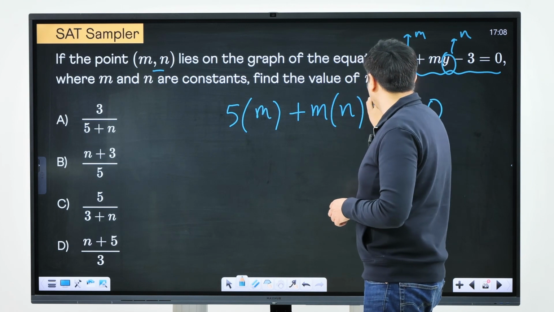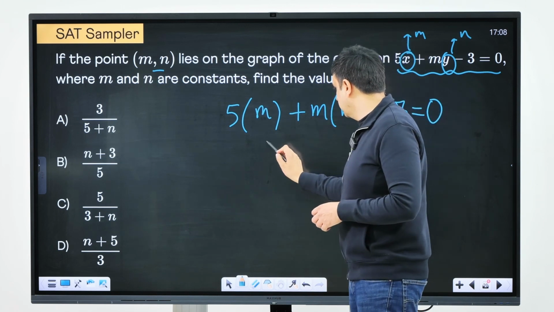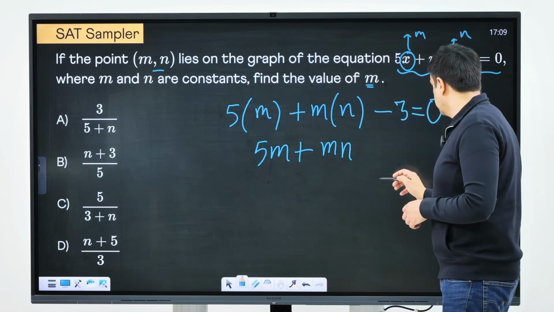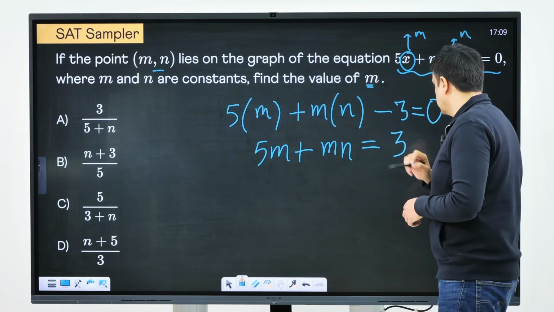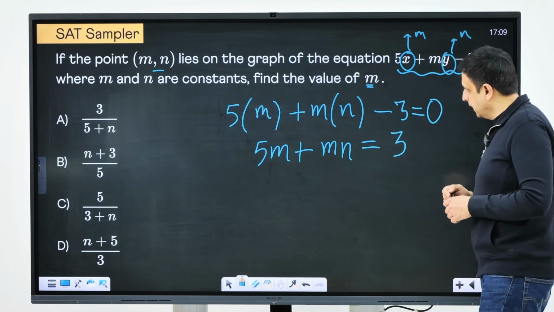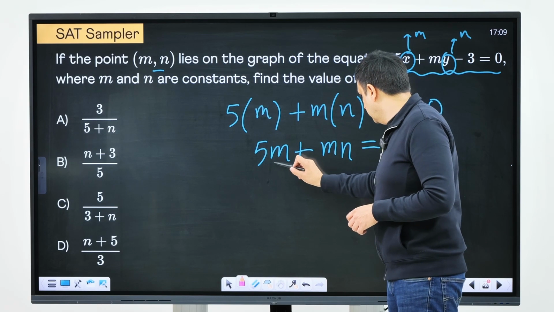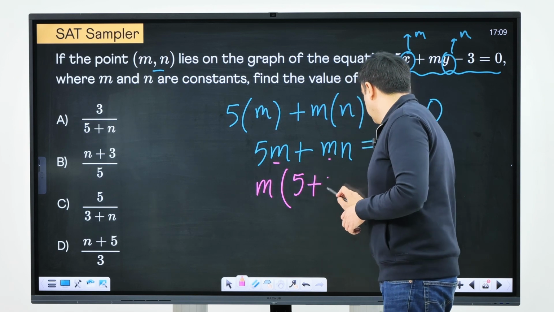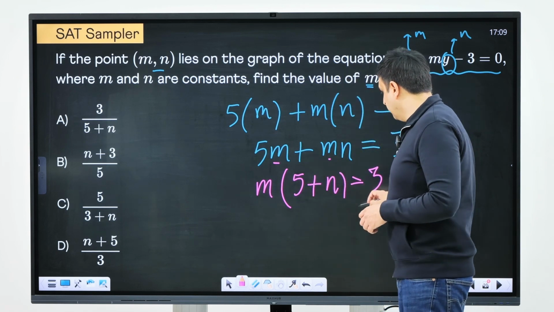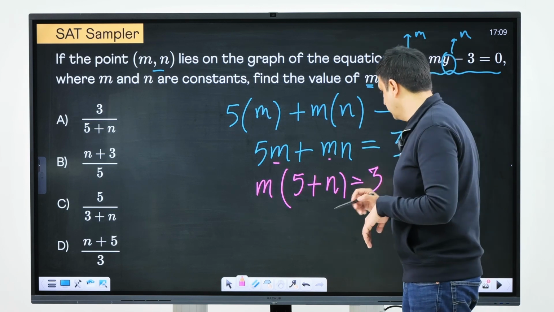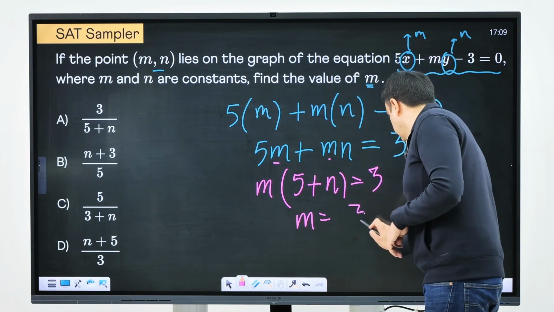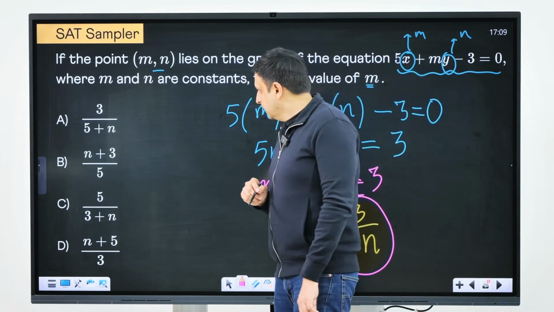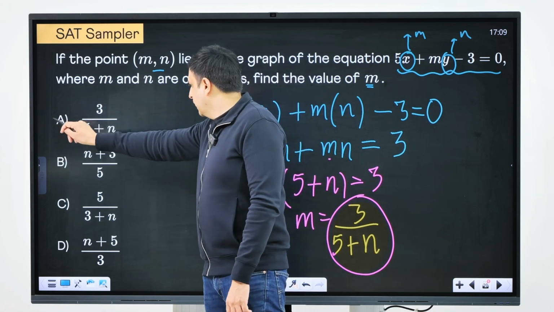Remember we have to find the value of m, so let's try and isolate that. So we have 5m plus mn minus 3 is equal to 0, so I can write this as 5m plus mn is equal to 3, moving the 3 to the right side. Now I can see that I have m common here, so I can write the left side as m times 5 plus n is equal to 3. Now I divide both sides by 5 plus n to isolate m, and that will give me m is equal to 3 over 5 plus n. So this should be our answer, and 3 over 5 plus n is option A, so that's the correct answer.